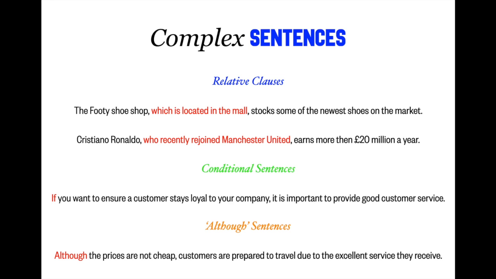The second type of complex sentence I would recommend is called a conditional sentence, and it begins with if. If you want to ensure a customer stays loyal to your company, it is important to provide good customer service. And you will see that there are 2 clauses in this sentence separated by a comma. So in order to improve your language score, try to use a conditional sentence, at least one, when you're writing.